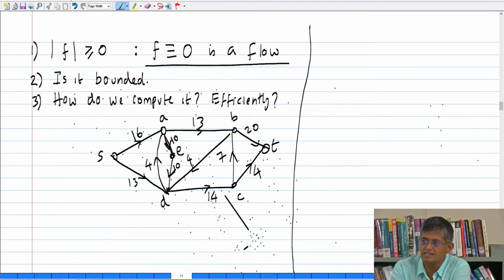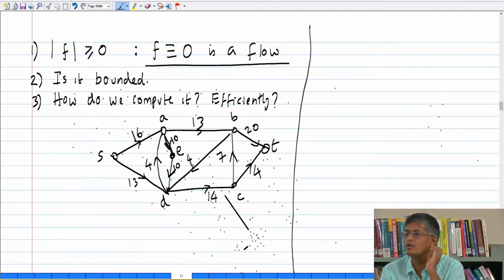It's quite an easy exercise just to give me a flow. You just have to ensure that the value doesn't violate the capacity, it is positive, and you should ensure that it satisfies the conservation conditions. So any answers? Yeah, just give me the value of the flow, we'll just check.